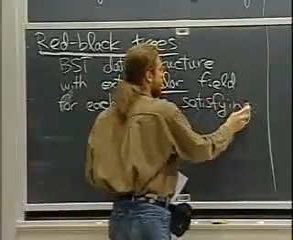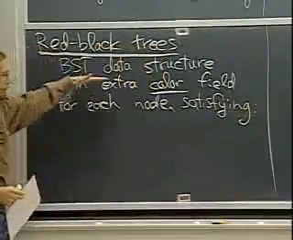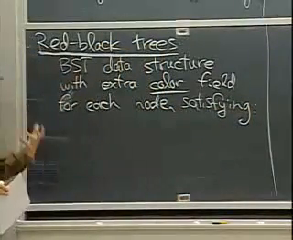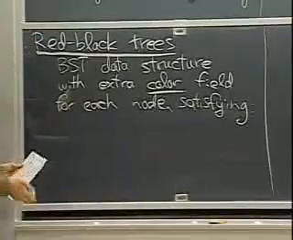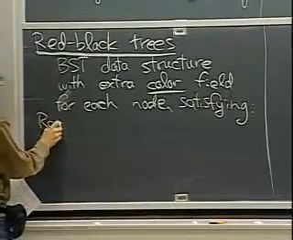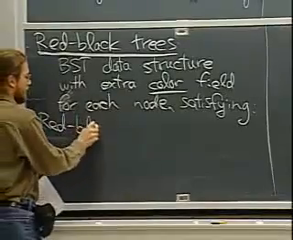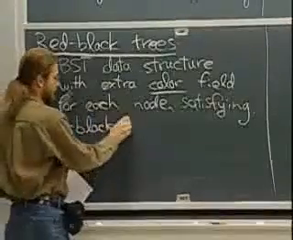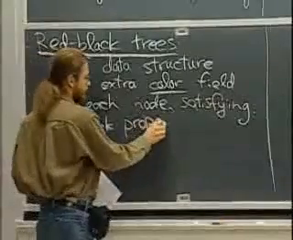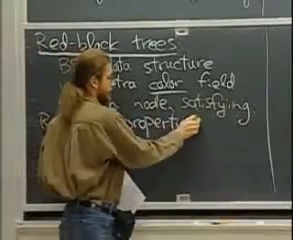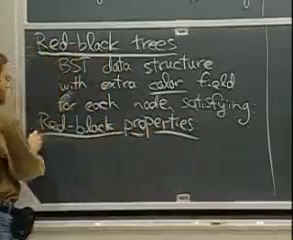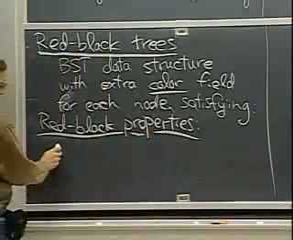And there's several properties that a tree with color field has to satisfy in order to be called a red-black tree. These are called the red-black properties. And this will take a little bit of time to write down, but it's all pretty simple. So once I write them down, I'll say what they really mean. There's 4 properties.